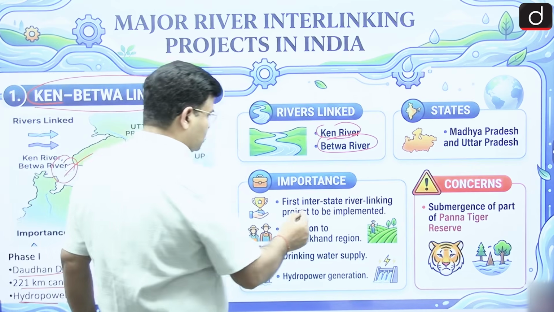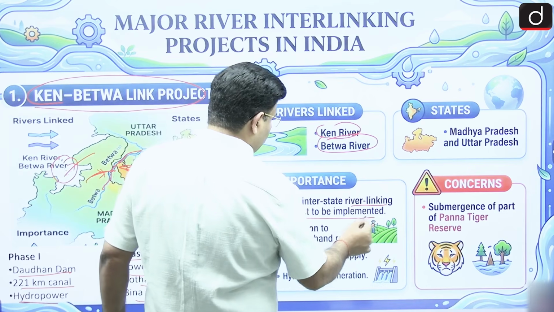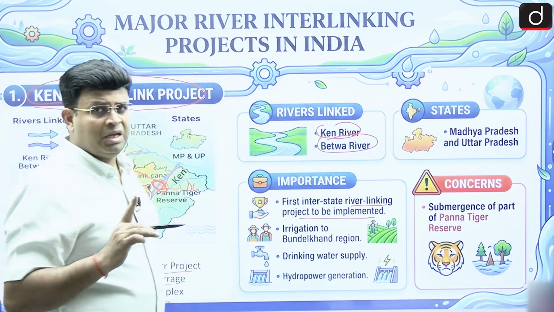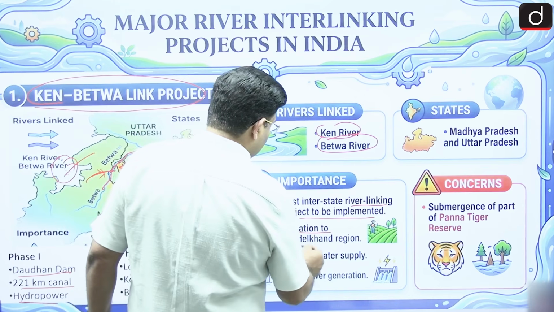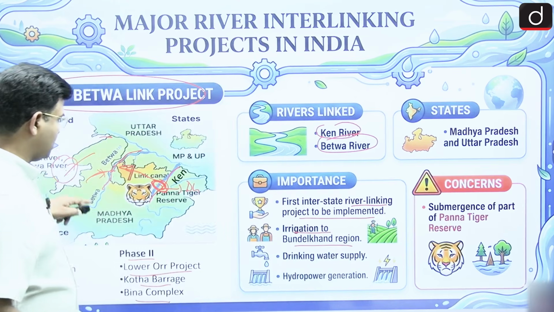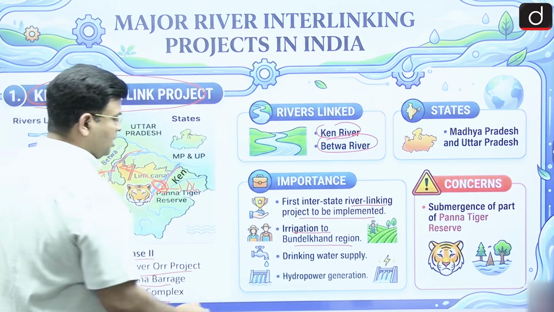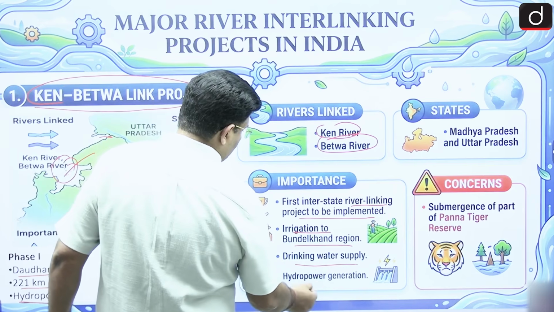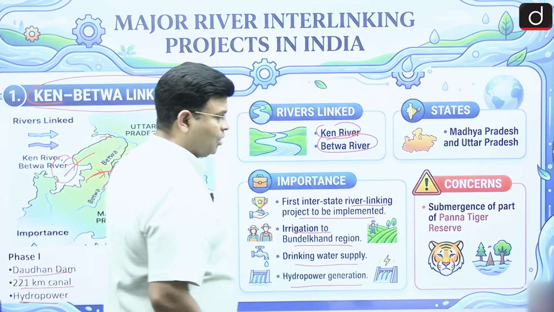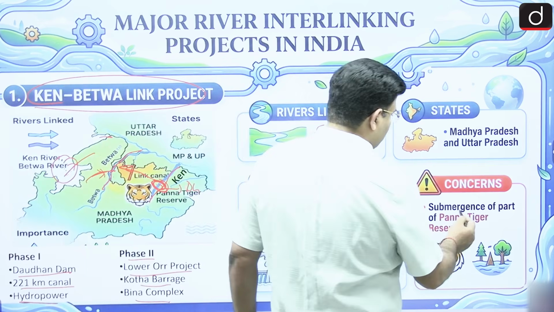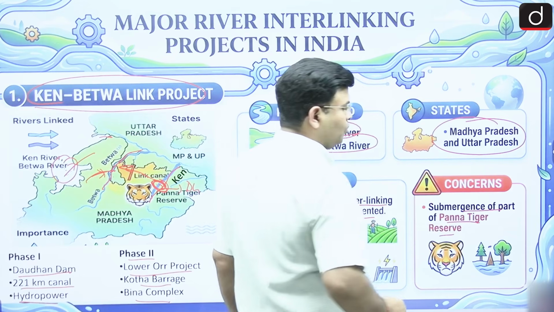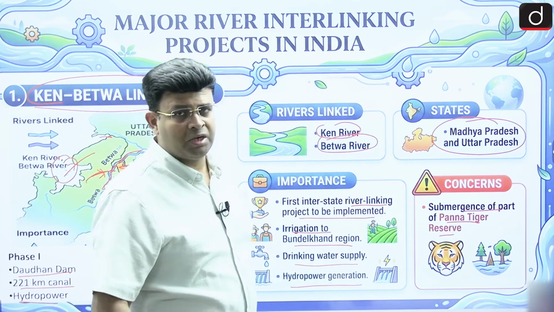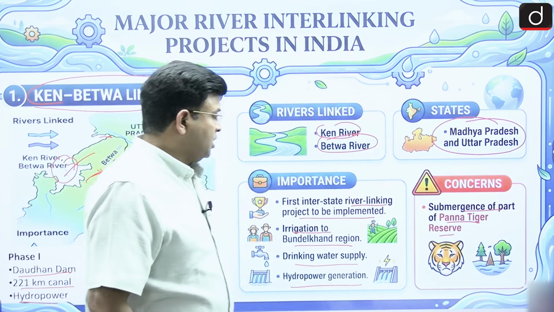So this Ken-Betwa link is the first interstate river linking project to be implemented in India. It provides irrigation in the Bundelkhand region, which is itself in Bundelkhand, drinking water supply, and electricity production, and there is a submergence of Panna Tiger Reserve. Which states are benefiting out of it? Madhya Pradesh and Uttar Pradesh. So that is the Ken-Betwa link.